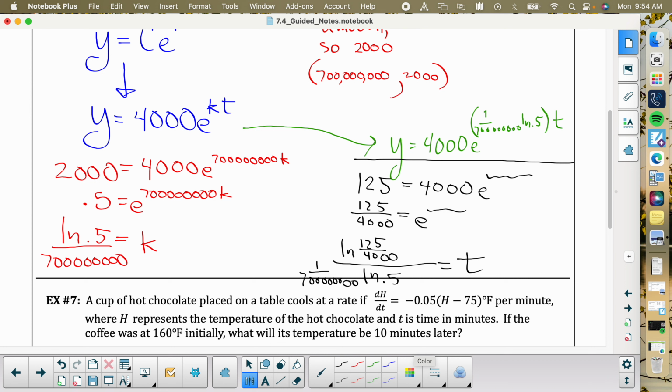It's also going to be a really big answer. I mean, it takes 700 million years to get down to 2,000. If you want to get down to 125, that's going to have to half-life a lot more times. So we go 700 million to get down to 1,000. Then it would be 700 million to get down to 500. 700 million to get down to 250, so this is going to be the exact answer. What is it, like 3.5 billion? Oh yeah, 3.5 billion, it's five half-lives.